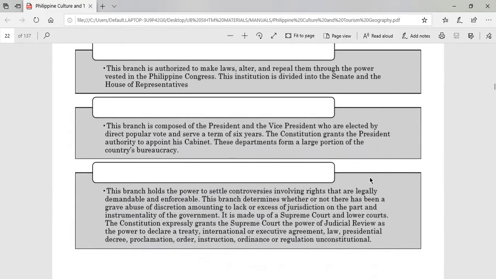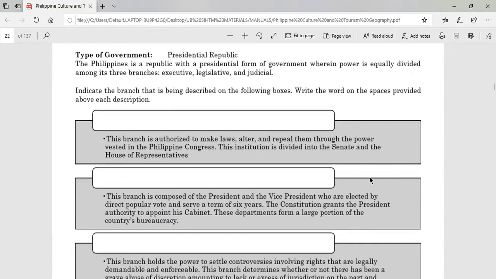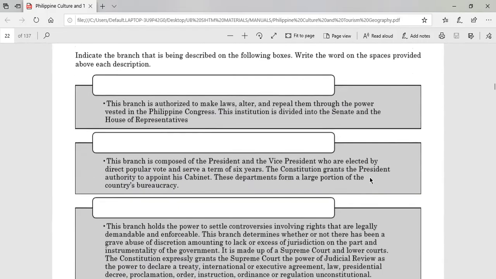The first one is the branch that is authorized to make laws, alter, and repeal them through the power vested in the Philippine Congress. This institution is divided into the Senate and the House of Representatives. Which one do you think this is? Is it the executive, the legislative, or the judicial? Class, it's the legislative branch.